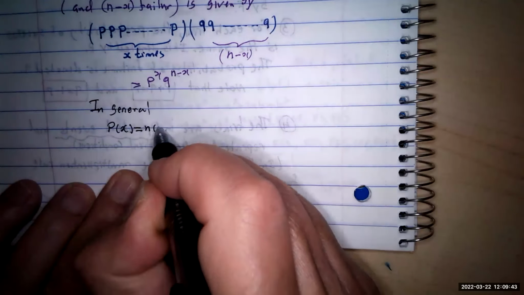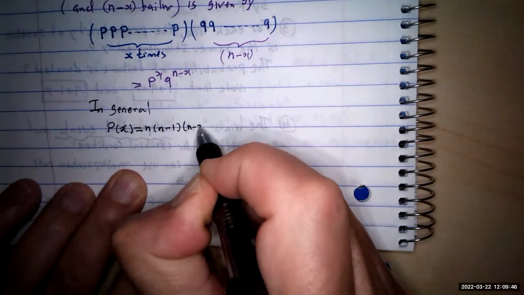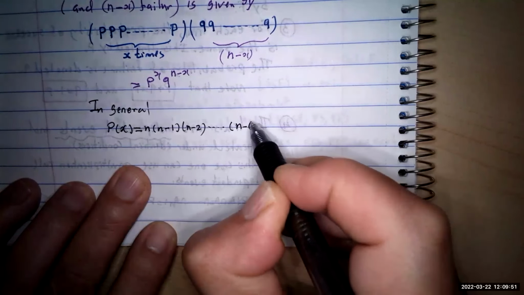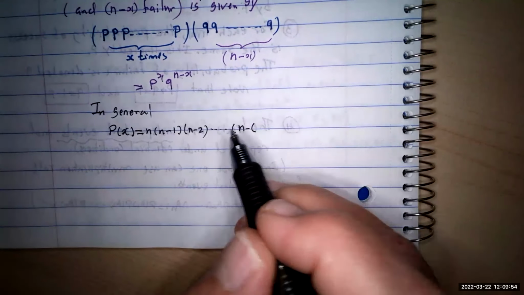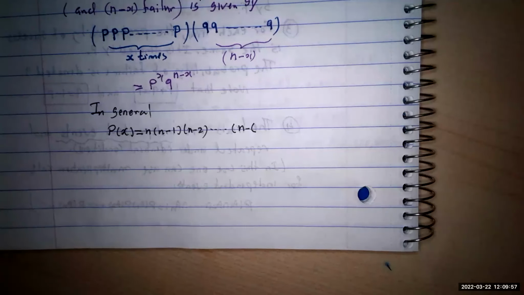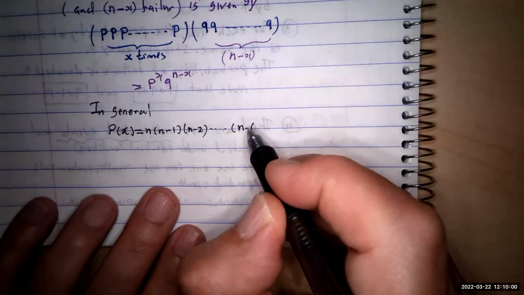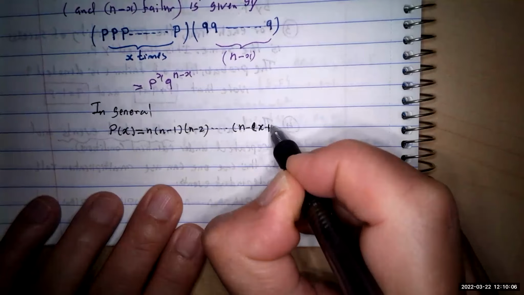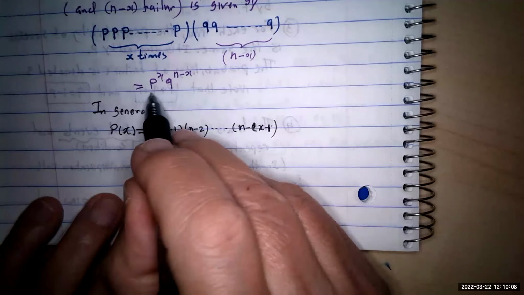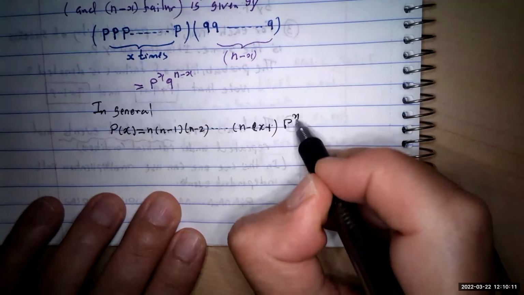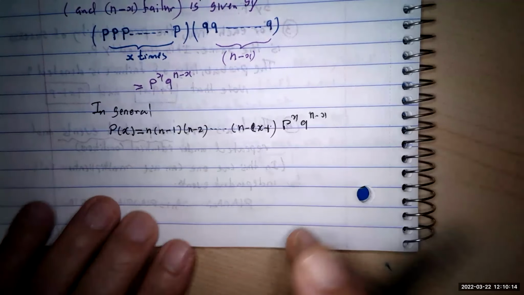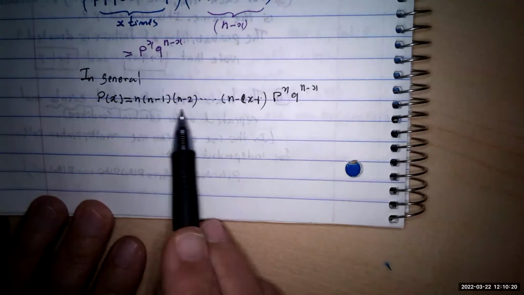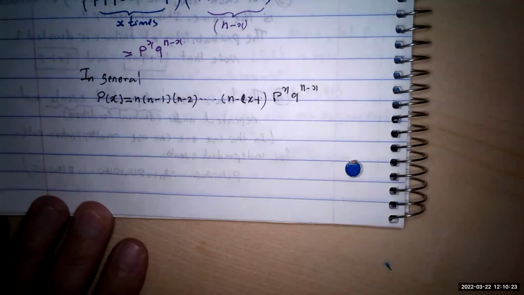Then you have N minus 1. Then you have N minus 2. You just keep going, up to N minus X plus 1. And that gives you times this probability, P to the X, Q to the N minus X. This is the probability that you do it once, and there are various ways to order them. So that gives you the formula.